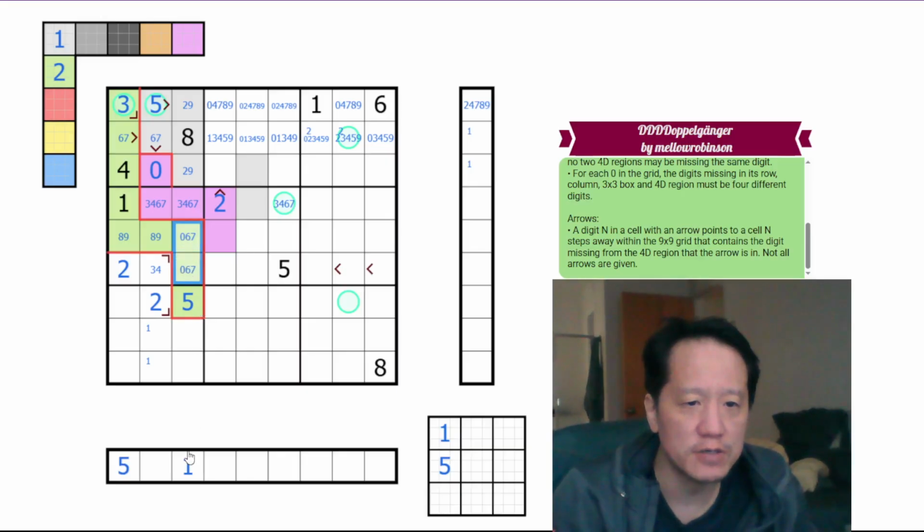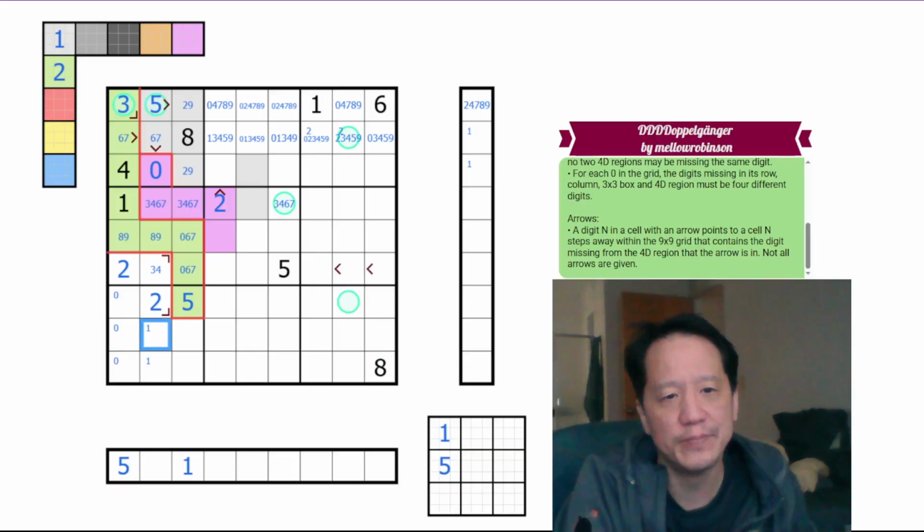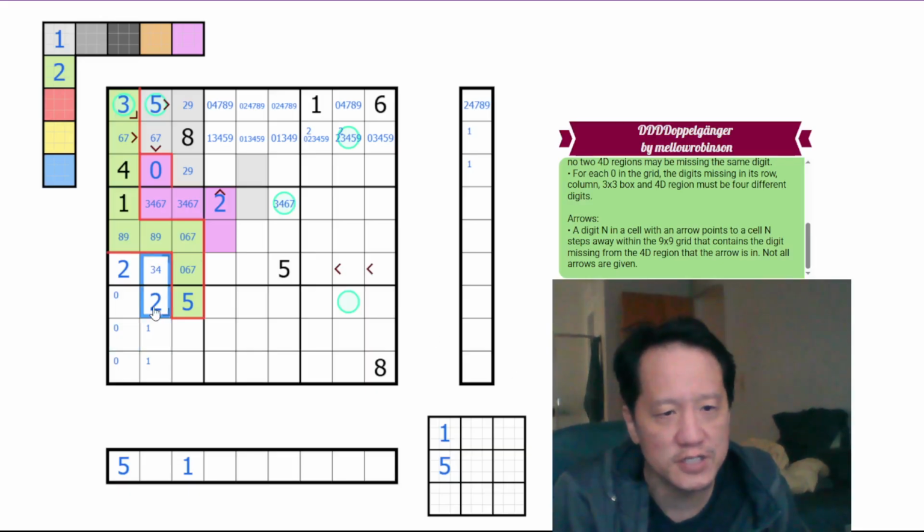This 0 is missing a 1. It's also missing a 5. There has to be a 0 here somewhere, and it's missing a 5 in the column. Okay, so this has to be 2 and 2, so this must be red going that way. So the red has a 2.